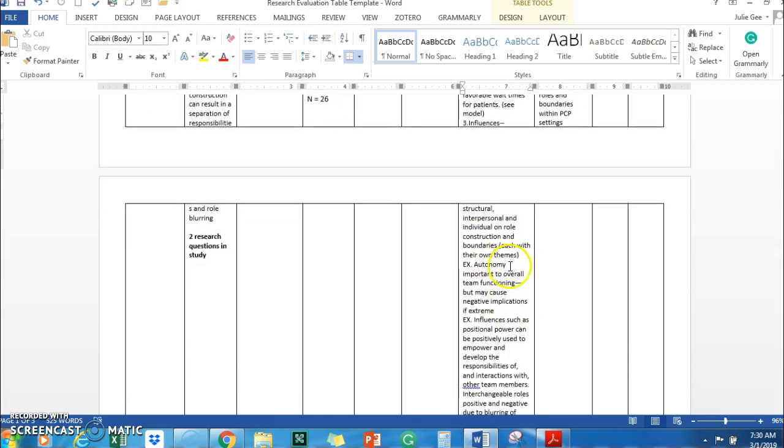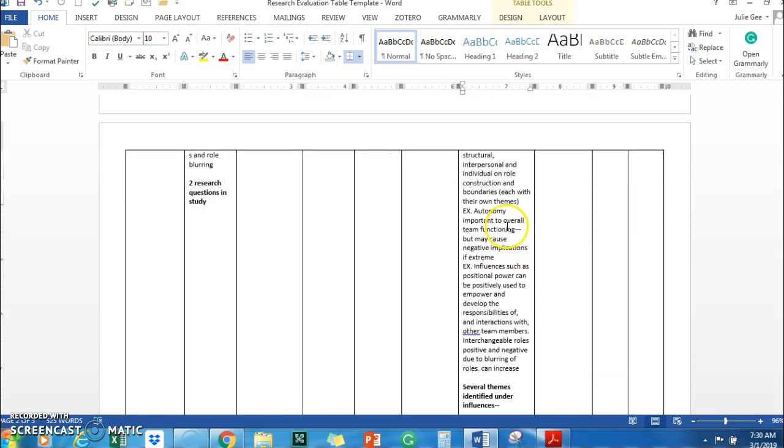And I had to give myself some examples. And by the way, to be able to, of course, understand it, I had to read the whole article. But they talked about autonomy. It was important to the overall team functioning. But if people were extremely autonomous, there were some negative implications with that.